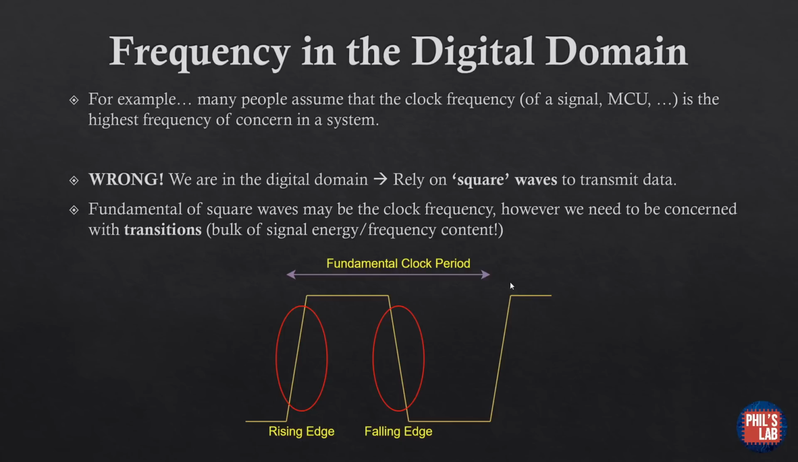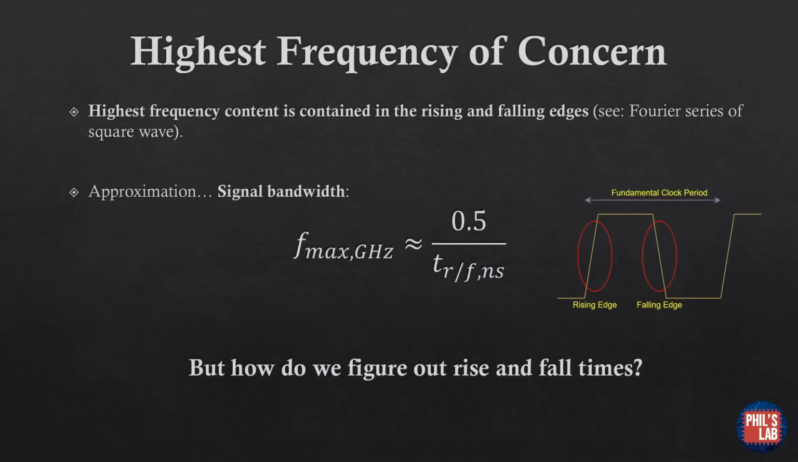However, we don't need to just be concerned with this fundamental clock period as indicated in this diagram. We also need to be concerned with the transitions. So for example, this rising edge and the falling edge. And this is actually where the bulk of the signal energy and the frequency content is contained, rather than this fundamental clock period. The highest frequency of concern, given these rising and falling edges, can be determined via the Fourier series of a square wave, for example.